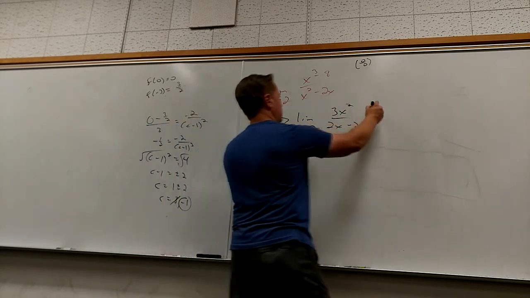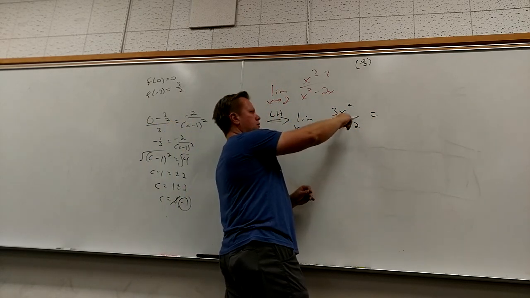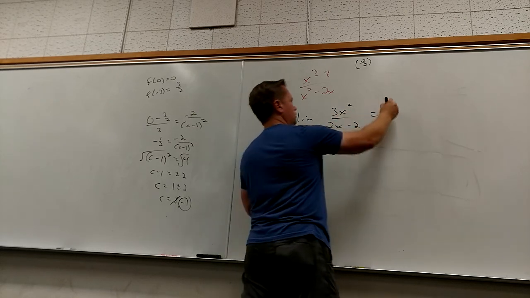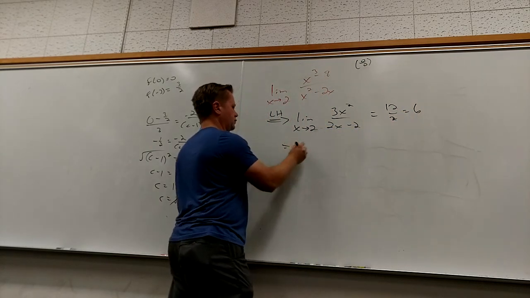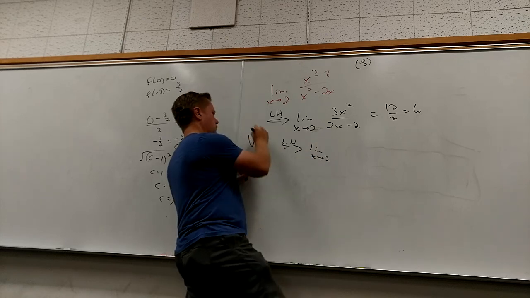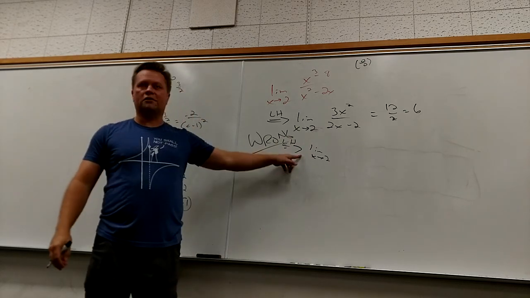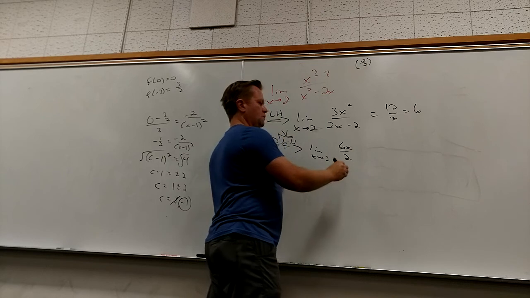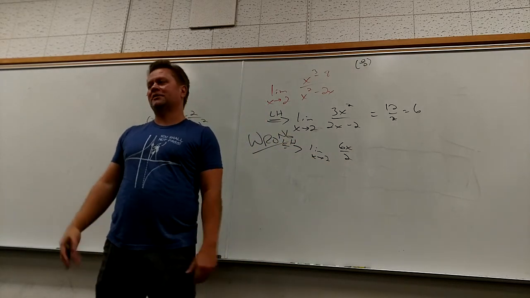What should the answer be? Now if I plug a 2 in, it should be 12 over 2, which is 6. But let's see, if I do another L'Hopital's incorrectly, so this is wrong, what I'm about to do, this would be 6x over 2. So we end up getting the same answer, luckily, right? Well, that's a bad example.